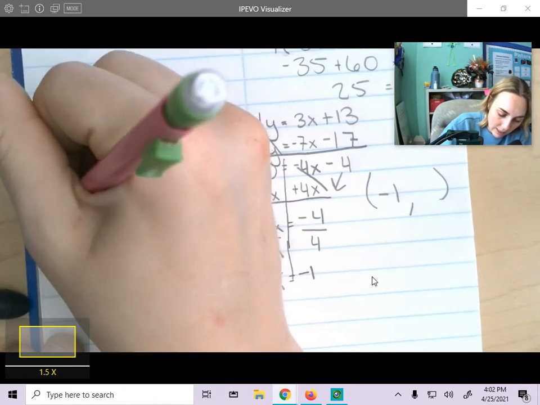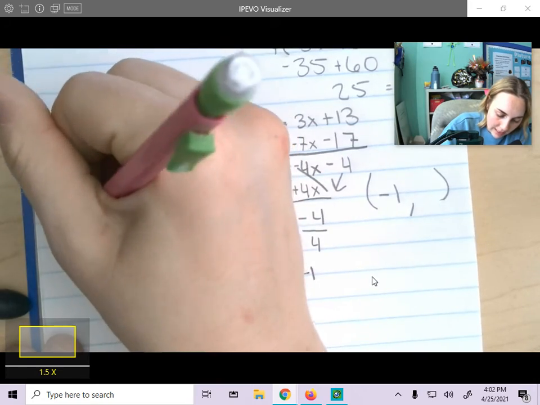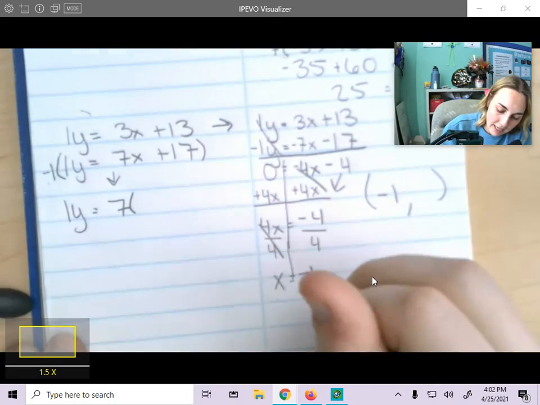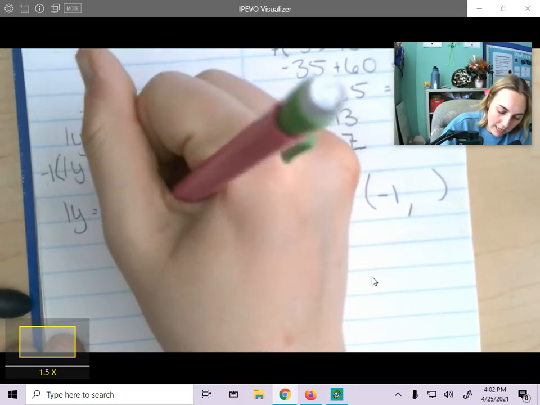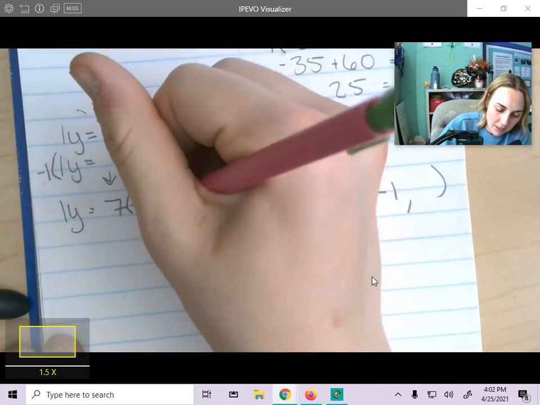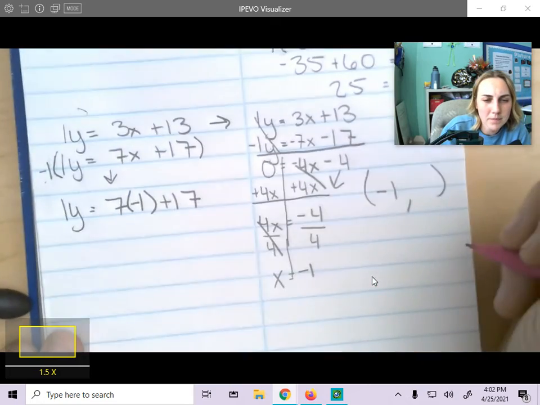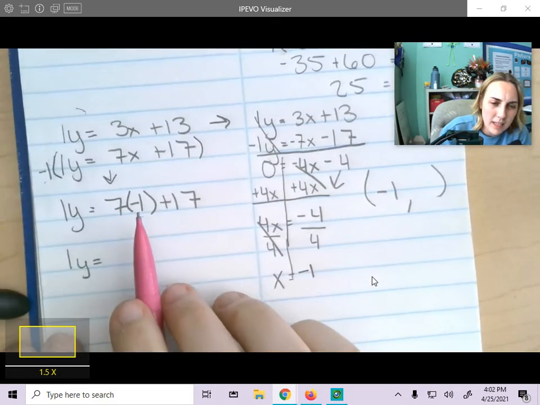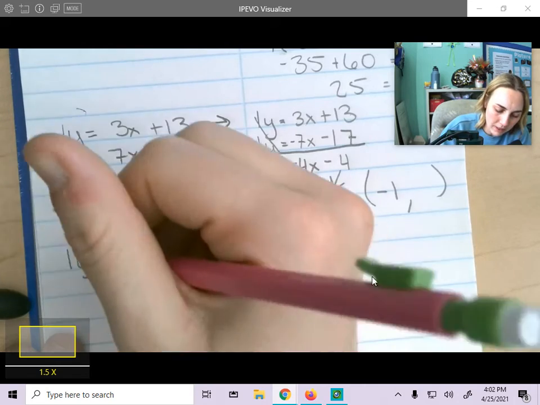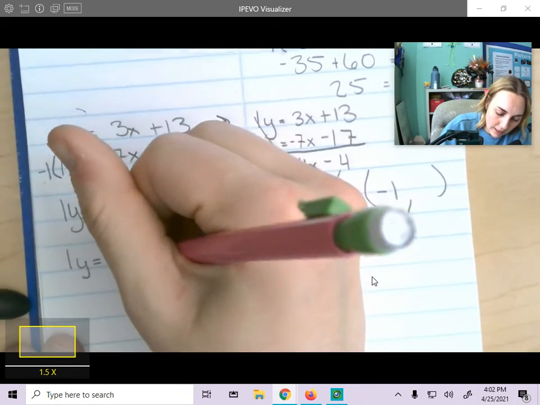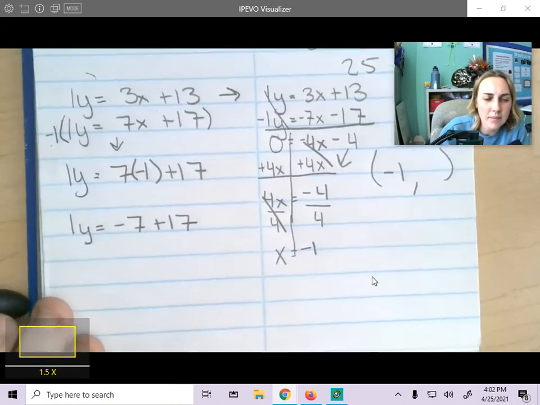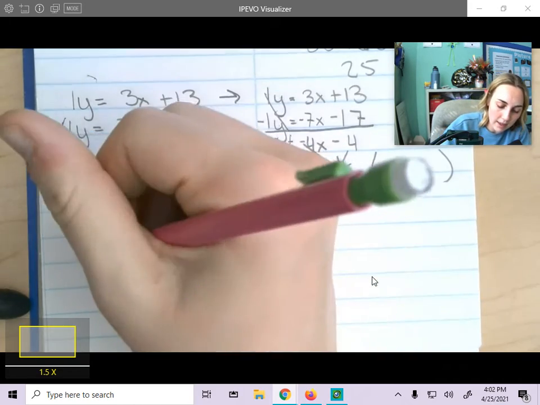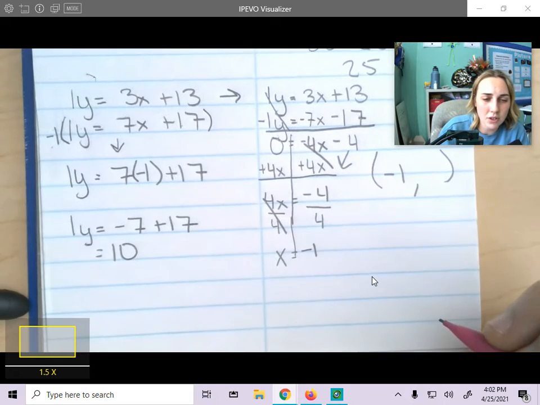So I'm going to bring this down. I have 1y is equal to, I'm going to bring it down, 7x. My x value is -1, so I'm going to substitute that in for x, plus 17. All right. So 1y is equal to 7 times -1, which is going to give me -7, plus 17. All right. So -7 plus 17 is going to leave me with a positive 10 left over, okay?